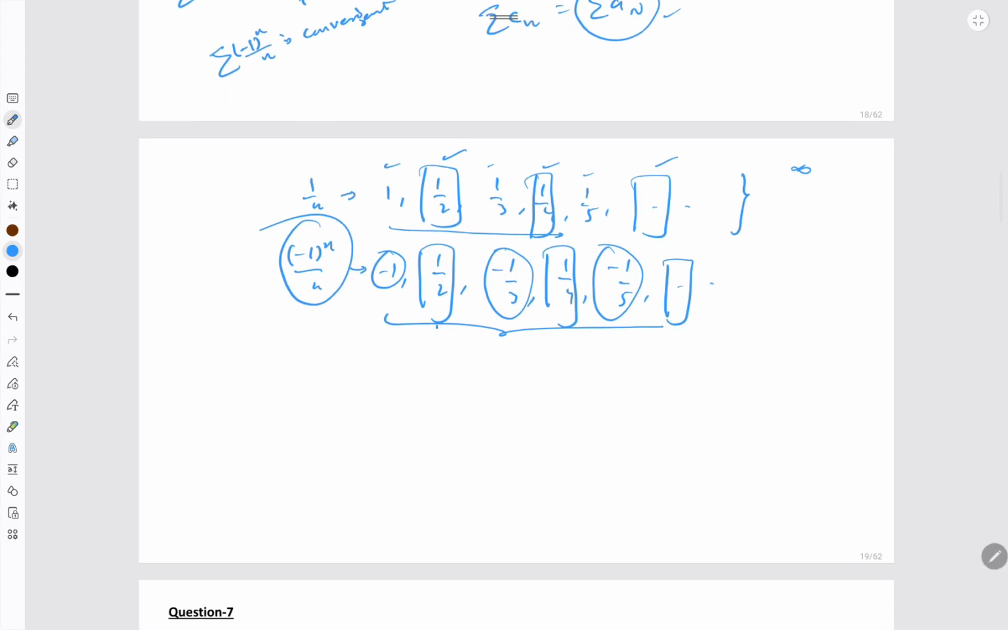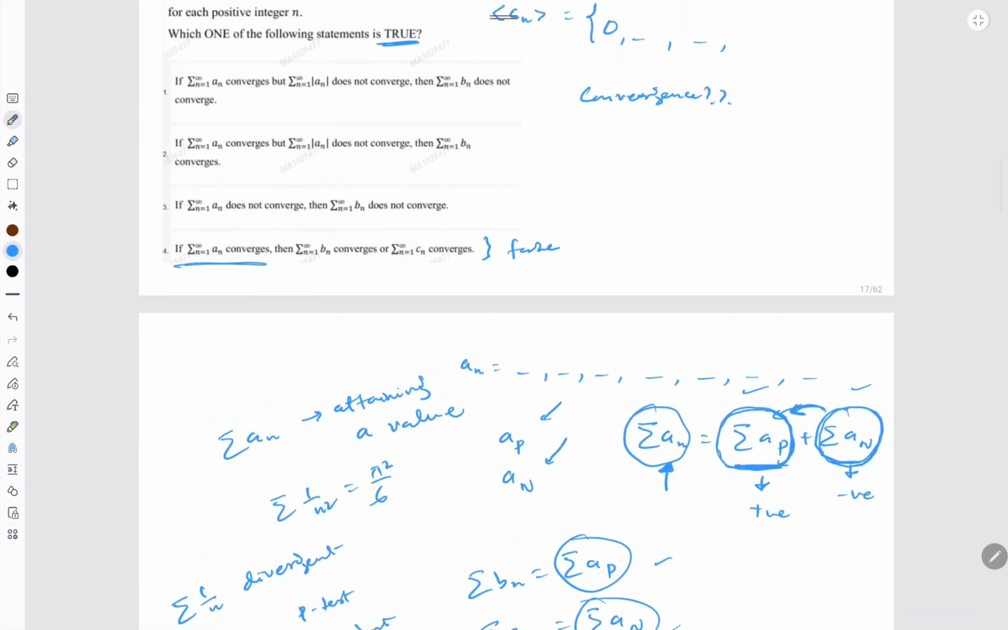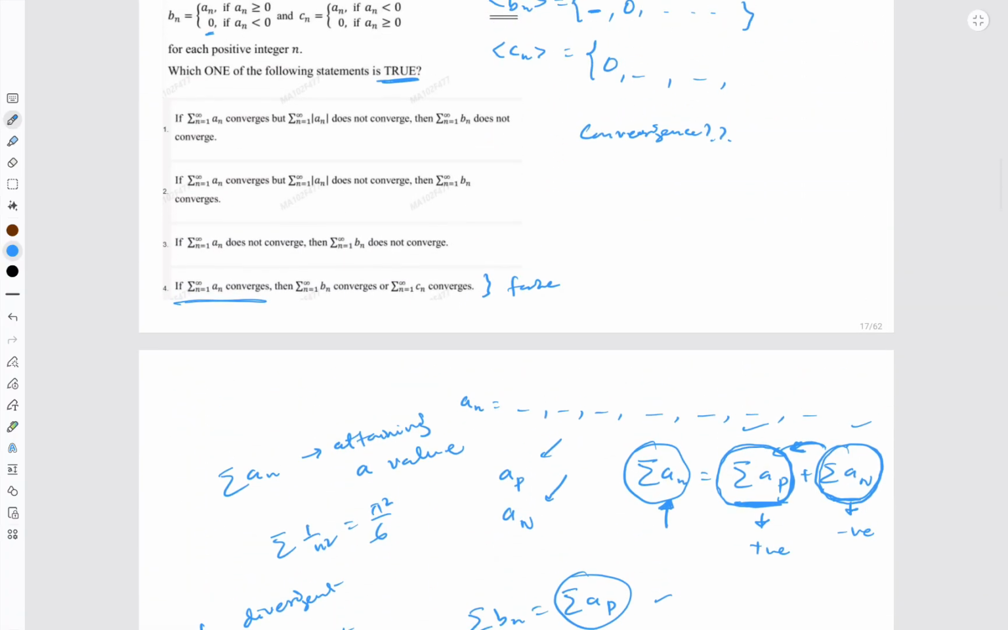Because if I take AP only, it will be 1 by 2, 1 by 4, 1 by 6 and so on. It is nothing but 1 by 2 times 1 plus 1 by 2 and so on. This is the original divergent series, so this is going to infinity. That is why it was divergent. So infinity multiplied by half is basically infinity only. So this is diverging. I again showed you a counter example. So this is false. We know that.